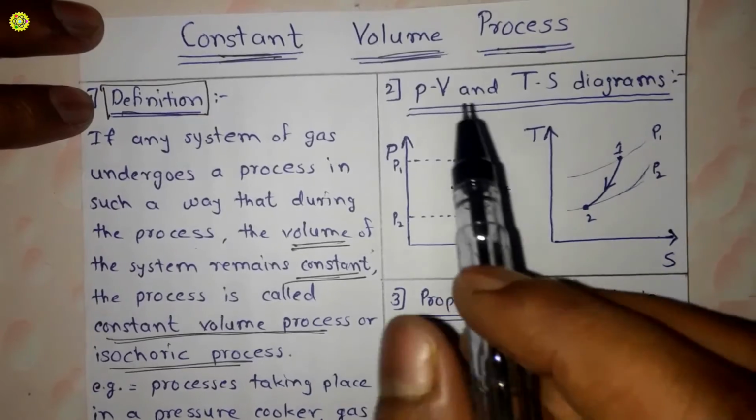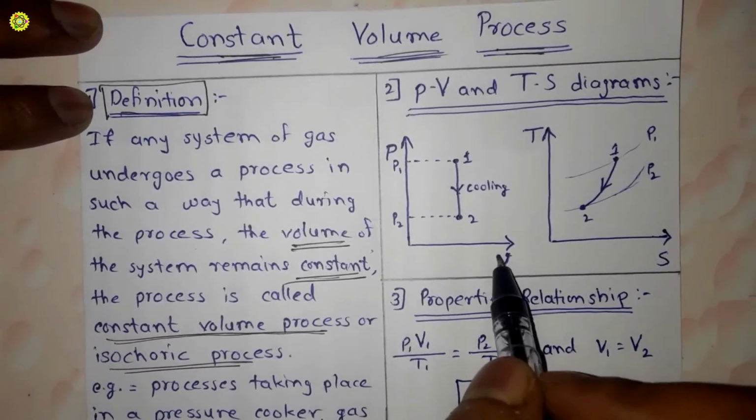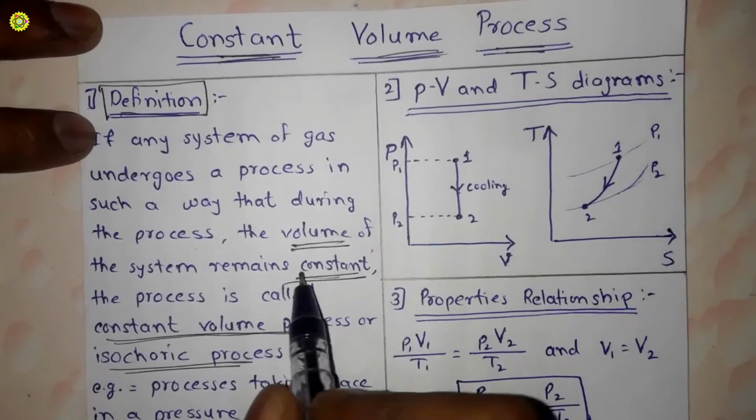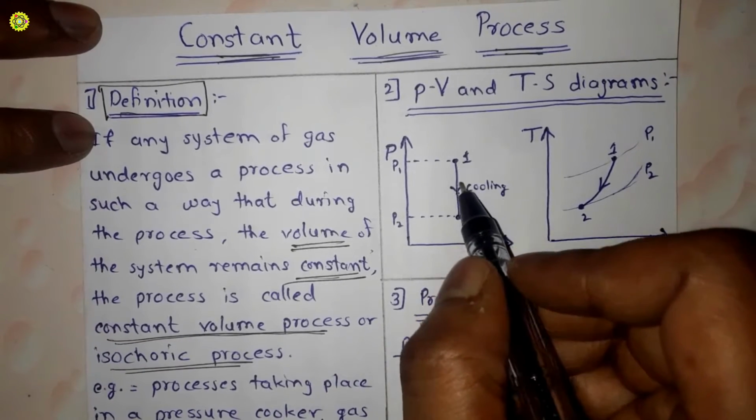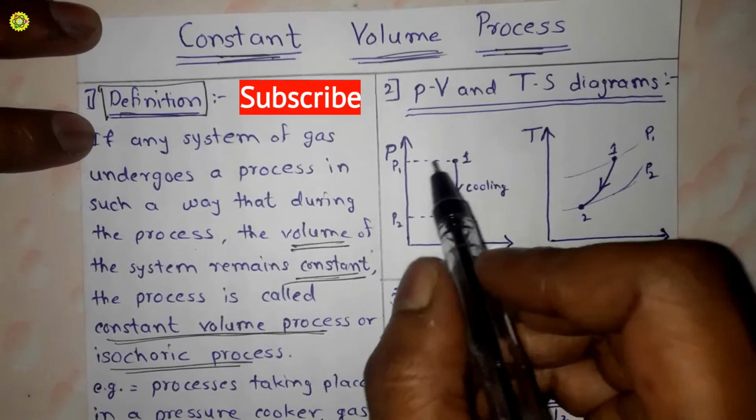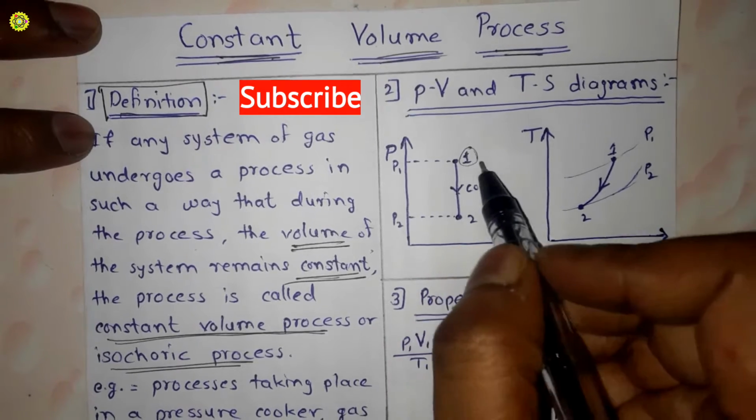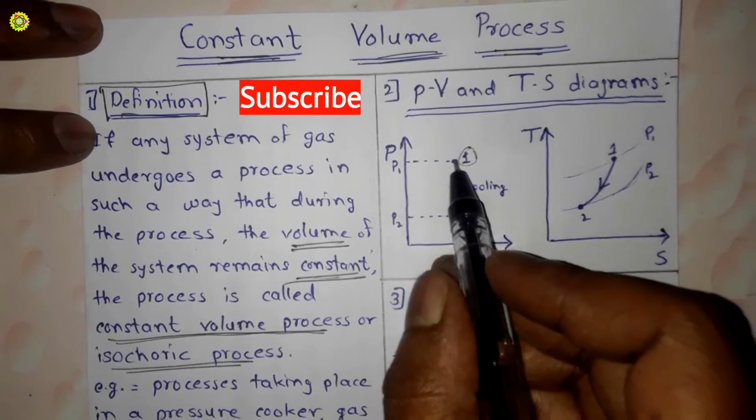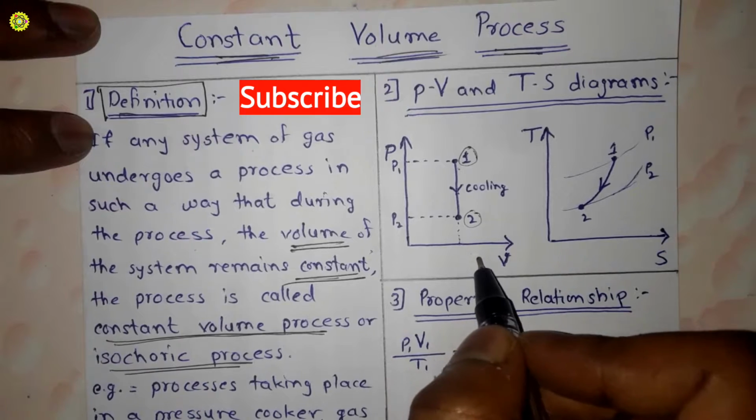See here the PV and TS diagrams. This is the PV diagram and this one is the TS diagram. On the PV diagram, as this is a constant volume process, it is a straight line and it is a cooling process. As you can see, this is the pressure P1 at state 1, and this is pressure P2 at state 2, and this straight line indicates that it is a constant volume process.